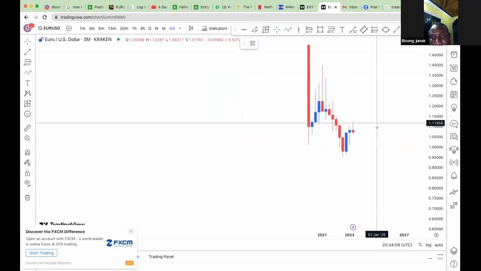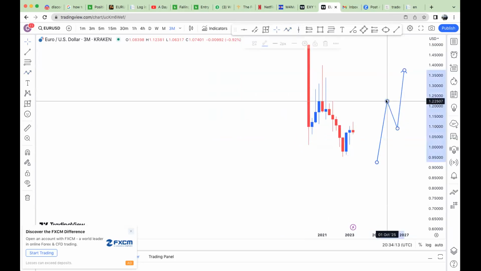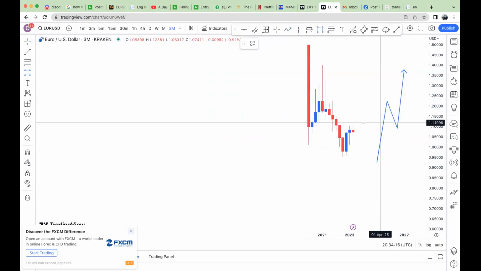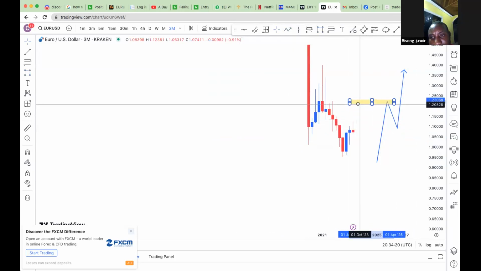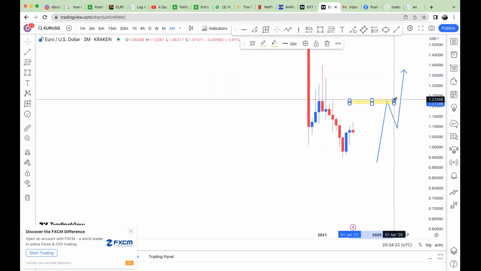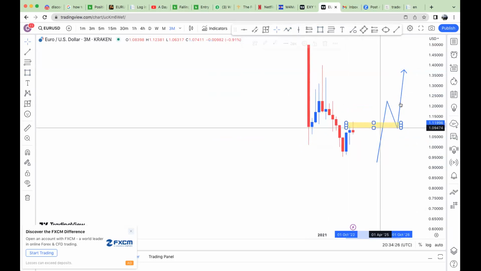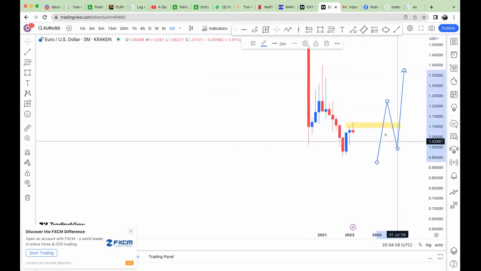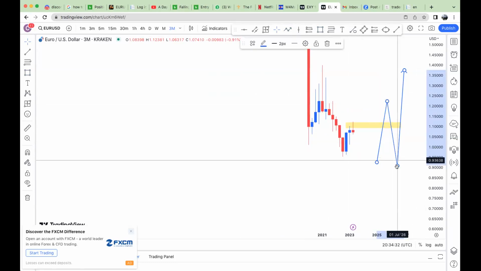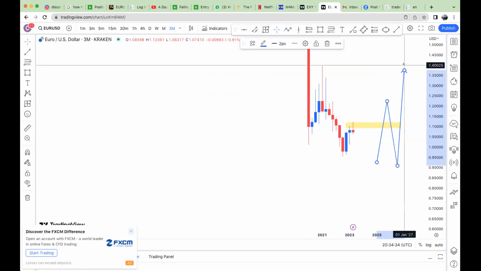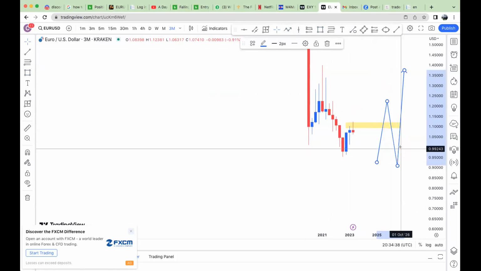Now, the most common system of trading is what we call break and retest. What's break and retest? Break and retest is a break of a resistance, a retest of that resistance, and a shoot up. It is the most common form of trading.